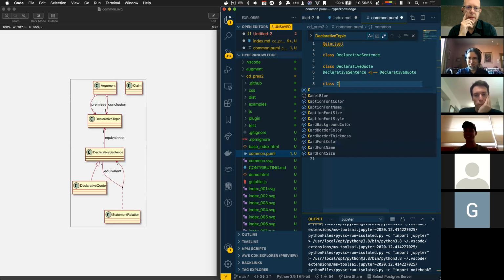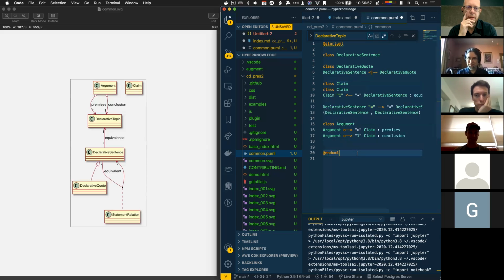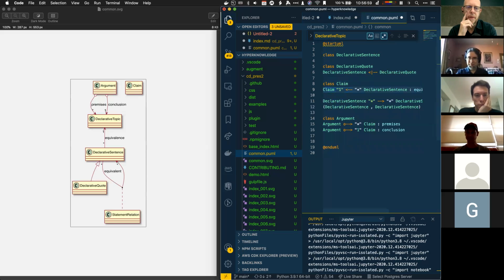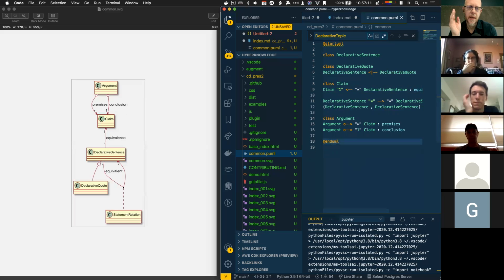The relationship between argument and declarative topic, I guess. I want to clarify what the diagram means there, because you have premise and conclusion. So the argument is the name for the relationship between two claims. The argument, more than two. There can be multiple. Yeah, right. The relationship between the claims.